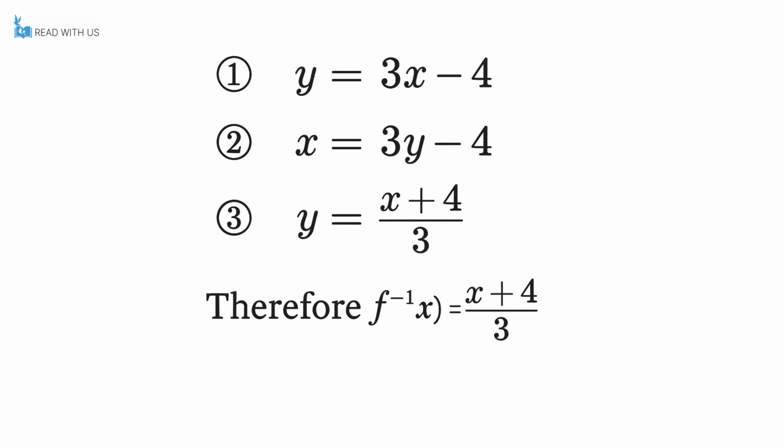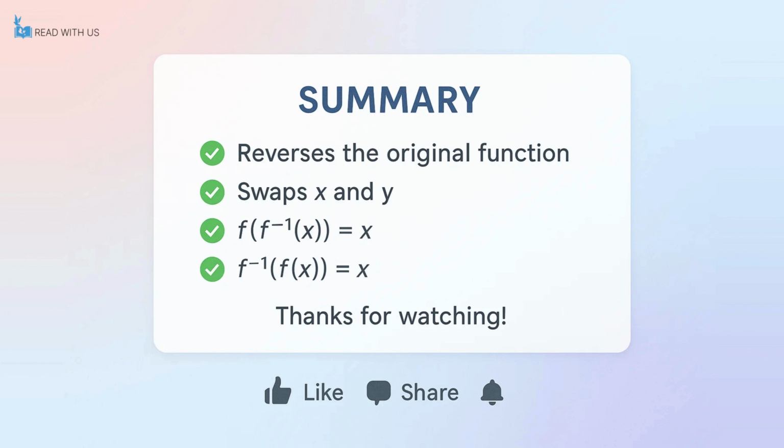If you compose a function and its inverse, like f(f inverse of x) or f inverse of f(x), the result will always be x. This means they perfectly undo each other. So to summarize, an inverse function reverses the process of the original function. It swaps inputs and outputs, and when combined, they bring you back to where you started.